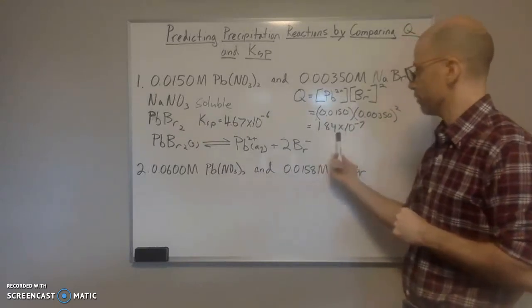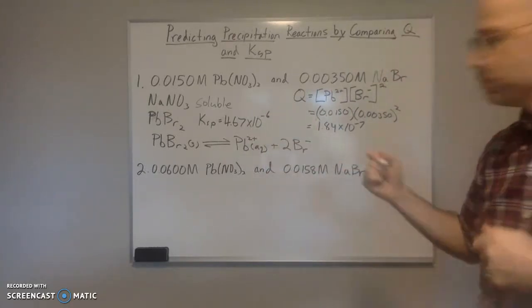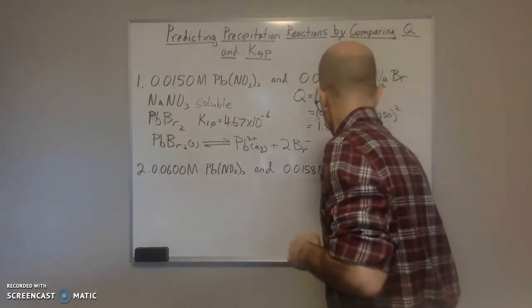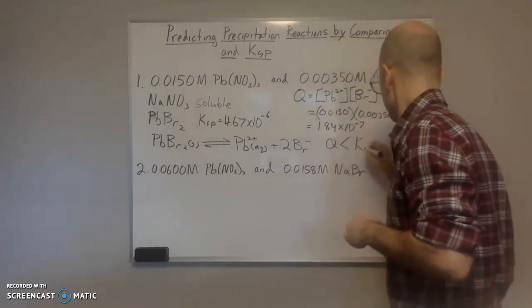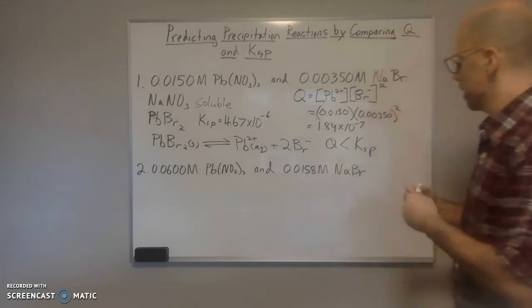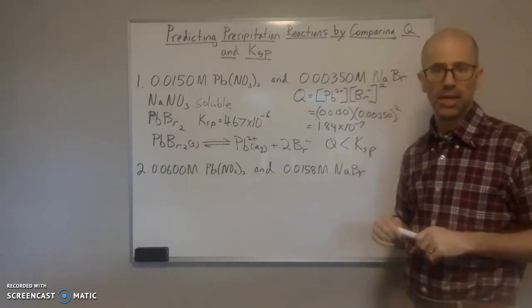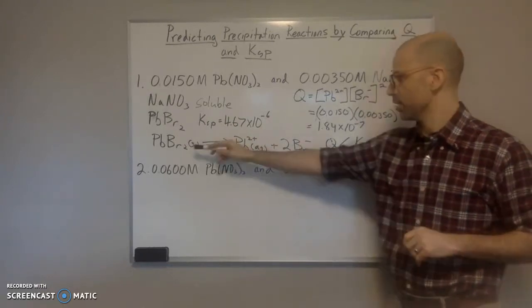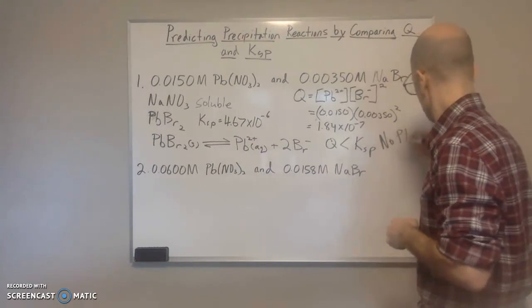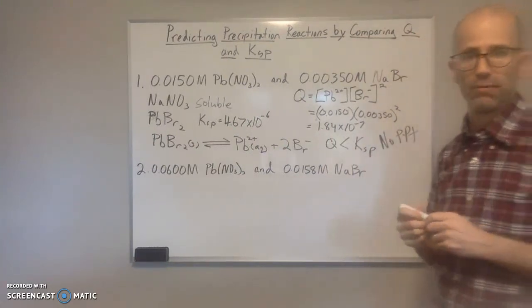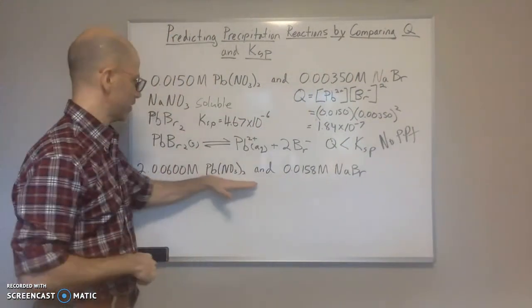This is what we have for Q, and here is the Ksp. Q is less than Ksp. Because Q is less than the Ksp, there's not going to be any precipitation, so no precipitate is going to form. Okay, now what about this concentration here?